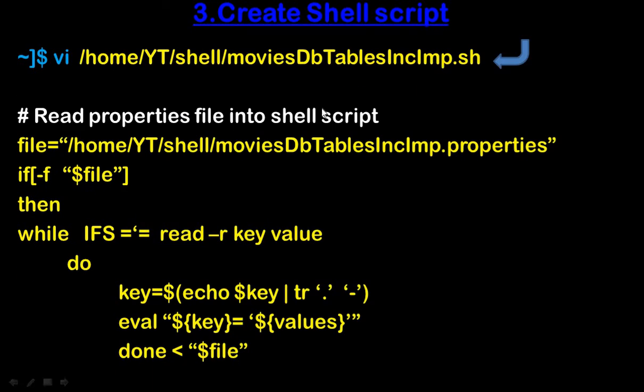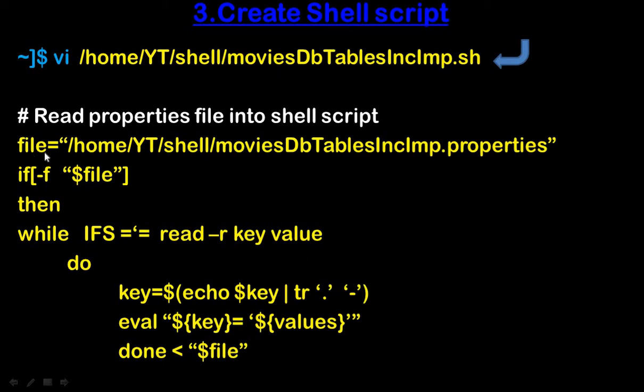In third step, we are going to create a shell script. So we write a new shell script here. For writing a new shell script, we write vi, space, the path of the new shell script file. Like this way we write /home/yt/shell/movies_db_tables_inc_imp.sh. You can put any other name, because I put here a significant name that we can understand easily. And when we press enter, then a blank file opens, so we can write these things into this shell script.